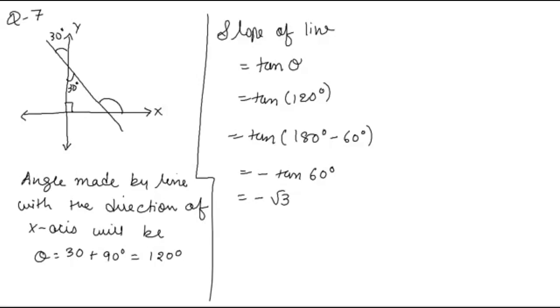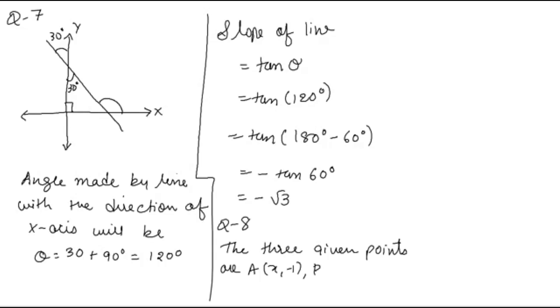Let's complete this 8th question also. Here we are asked to find the value of x for which these three given points will be collinear. So the three given points are: A is equal to x comma minus 1, B is equal to 2 comma 1, and C is equal to 4 comma 5.